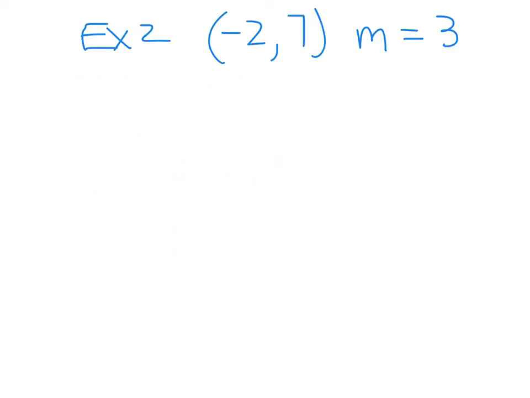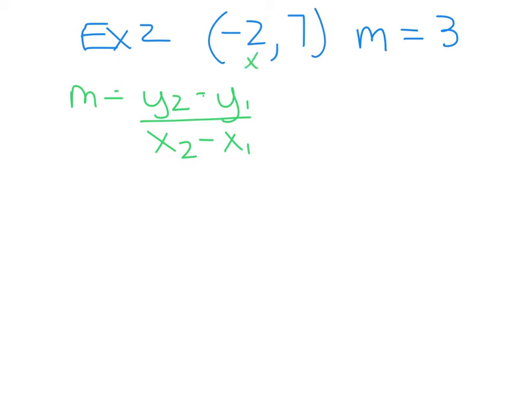Okay, example 2. Now this time I'm going to give you the point -2, 7, and the slope is 3. So just like in the last problem, I'm going to start with the slope formula, m equals y sub 2 minus y sub 1 over x sub 2 minus x sub 1. I'm going to plug in what I know.